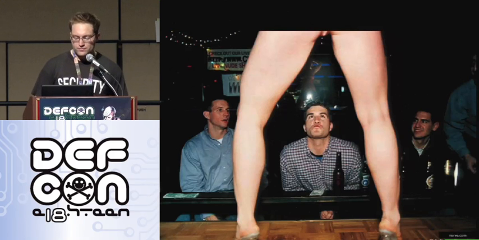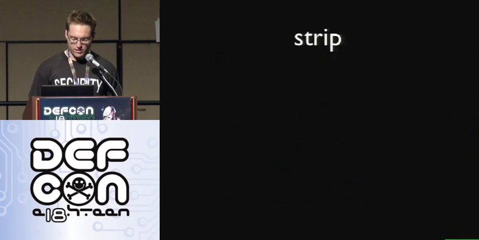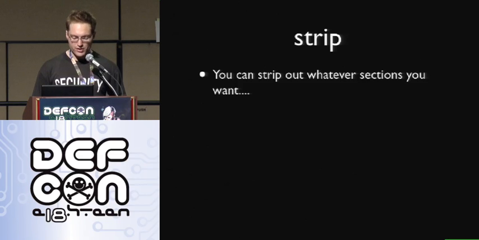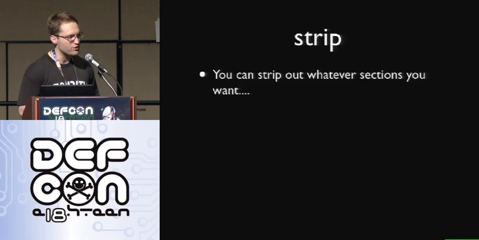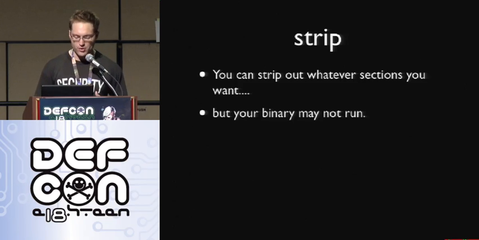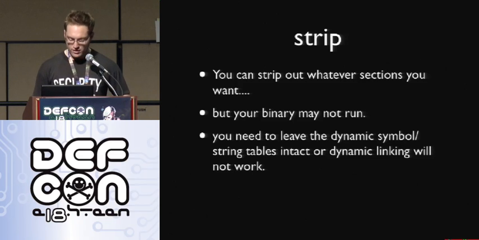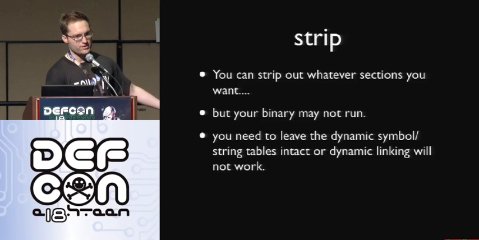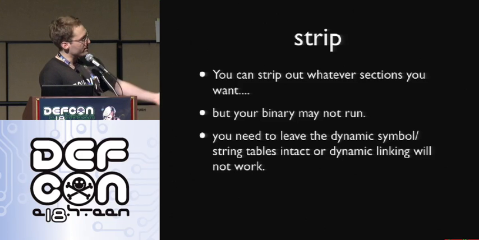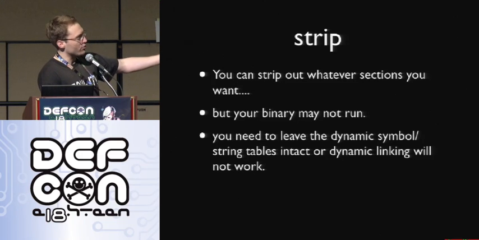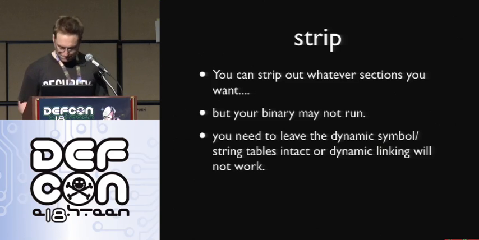We also need to talk about strip. Not that kind of strip. There's a strip binary that you can run. It'll strip out whatever sections you want. You can go through stripping as many sections as you want out of your binary, but the problem is your binary may not actually work after you do that. So you need to obviously leave the text section in. If you strip the text section, you have no code, and having no code is no fun. You also need to leave in the dynamic symbol and string tables, otherwise dynamic linking will fail.